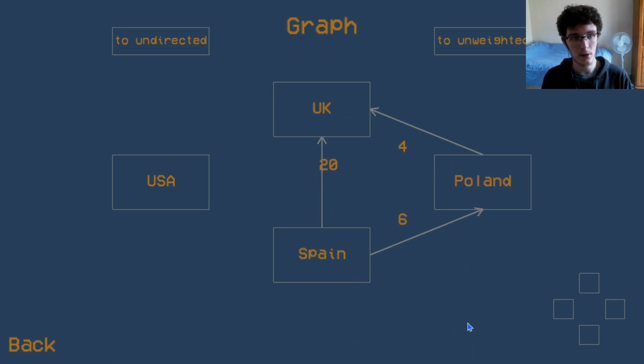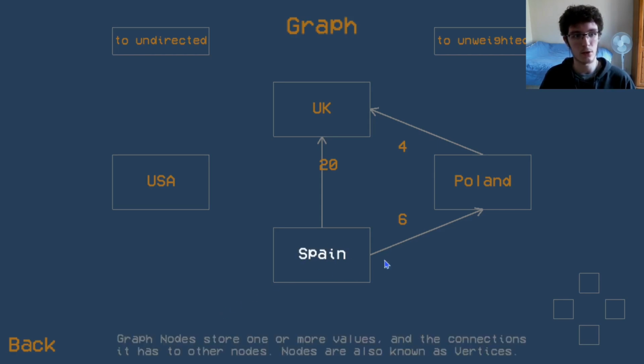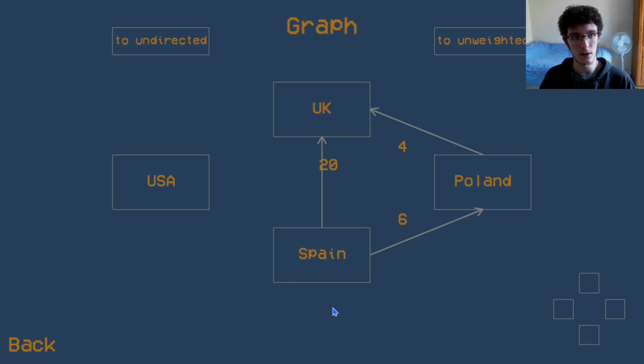And graphs allow us to see, and they allow us to find some of the optimal paths. In fact, Dijkstra's algorithm is, which we will be looking at in a few videos, that's what Dijkstra's algorithm tries to do. It tries to find the shortest path between two nodes in a graph.